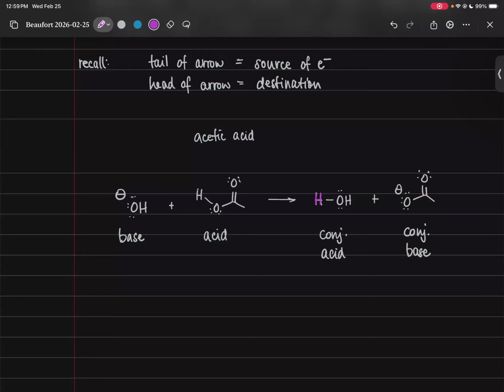And so there's our proton at the beginning. The acid is a proton donor. Yep. And the base is a proton acceptor. Yep. Also, it's not a coincidence that the pink hydrogen is on the acid in both cases.